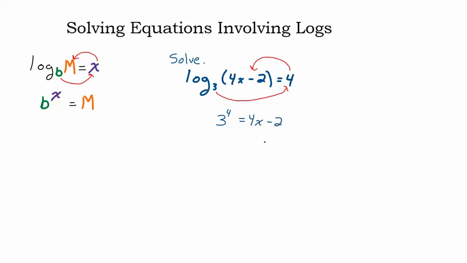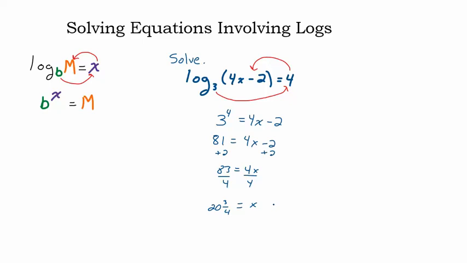Well, now this just becomes a simple linear equation. I figure out what 3 to the 4th is, which is 81. And I do what we do here. So we add 2 to both sides, and I get 83 equals 4x. Divide both sides by 4. Let's see, 4 goes into 80 20 times, and then we have 3 left over, so how about 20 3/4? Not the prettiest answer, but it works.